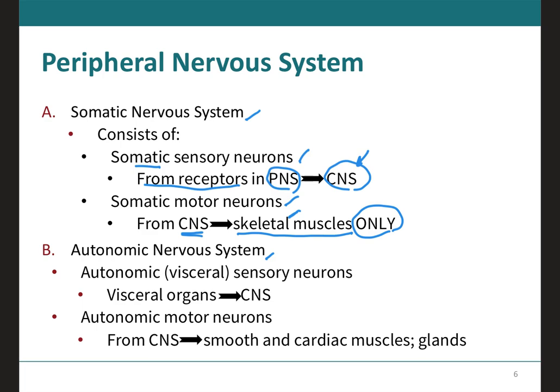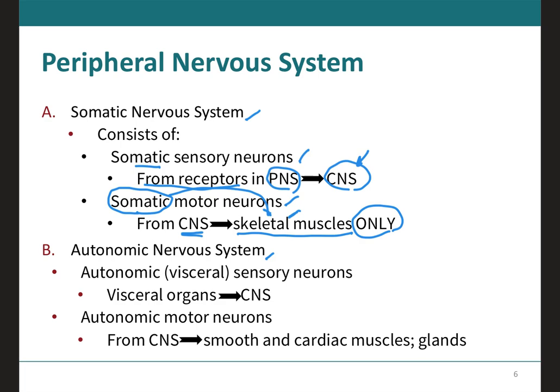Because these motor responses, they can be consciously controlled. Therefore, these actions are going to be voluntary. So you're voluntarily performing these actions. Now, the way that I remember, every time I see the word somatic, I think about skeletal muscle. So it's going to be an input that will result in movement of skeletal muscles only.